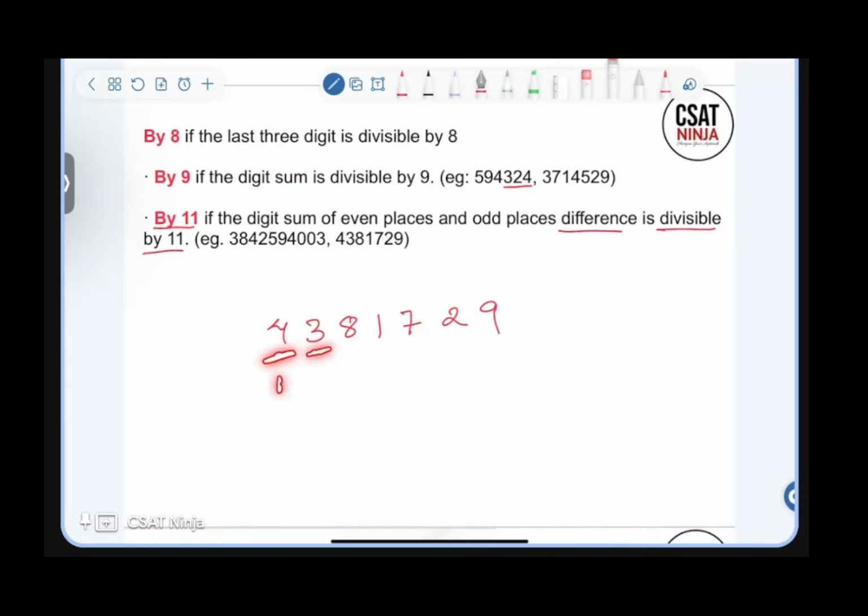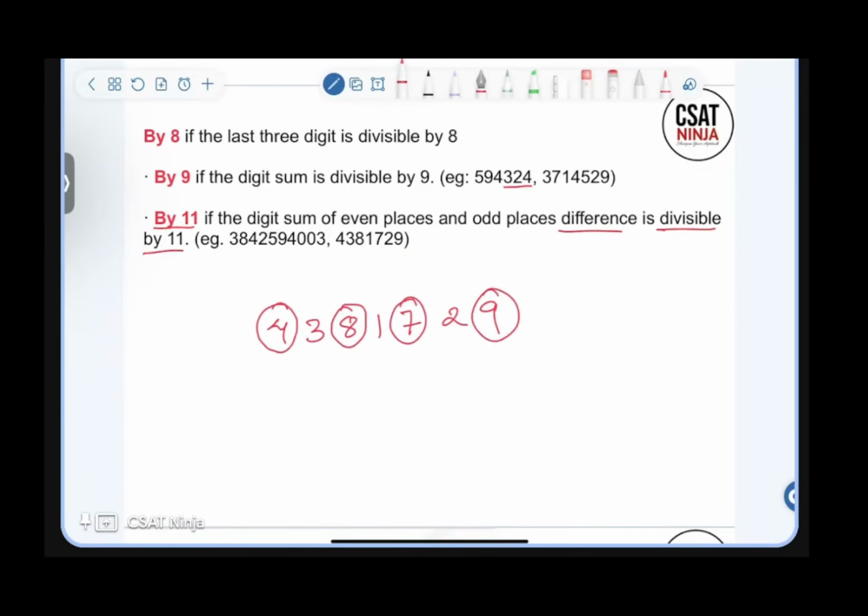This is first place, which means odd place. And what about this? This is second place, which means this is an even place. This is third place, so this one is an odd place. This one is fourth place, so this is an even place. I hope you're following that. So for the sum of the even places and odd places, I'll just circle the odd places here. Odd places are these.